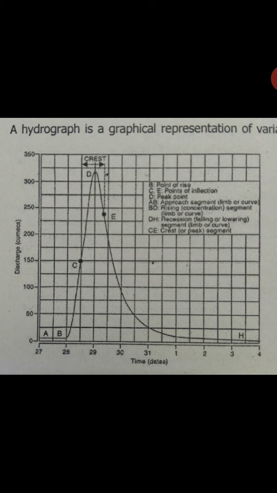A falling limb or recession curve. It is the descending portion of a hydrograph. The recession curve is convex and is the reverse of that of the rising limb. So, the hydrograph curve shows the first is the rising limb, second is the peak, that is the crest, and the third part is the falling limb. Rising limb, falling limb, and at the center, the peak, is called the crest.